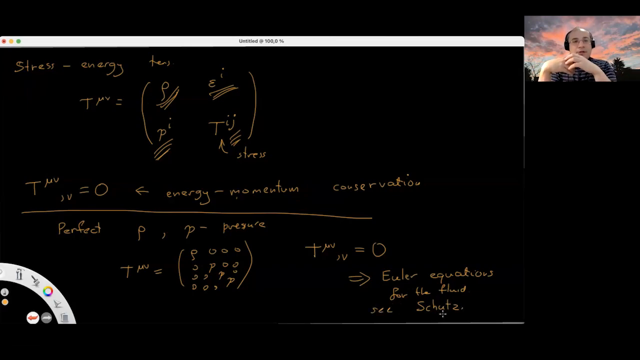Any questions on the stress energy tensor? Its physical meaning, its geometric properties. Okay, I don't see any. If not, then we can go to the next part of the lecture. Yeah, we are over here. So let me share the screen.